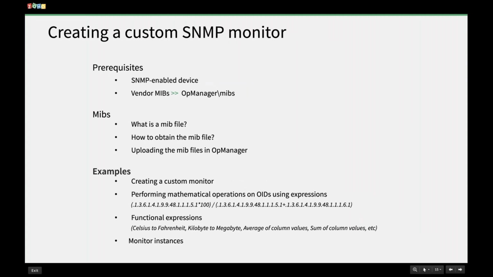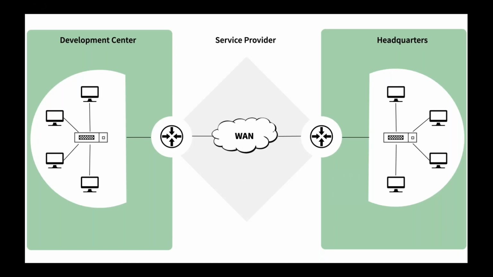So I hope creating a custom monitor and how to monitor the instances is clear for you. So we'll be moving on to the next topic for the day, that is WAN link monitoring. So take an example here. We have two centers, one is the development center and another one is the headquarters, which is connected using a link, which is a WAN link here. And you would like to monitor the status of that WAN link, and how to do that.